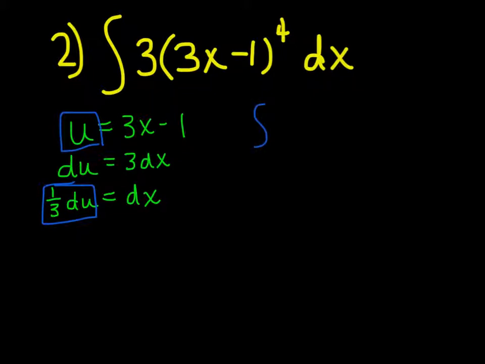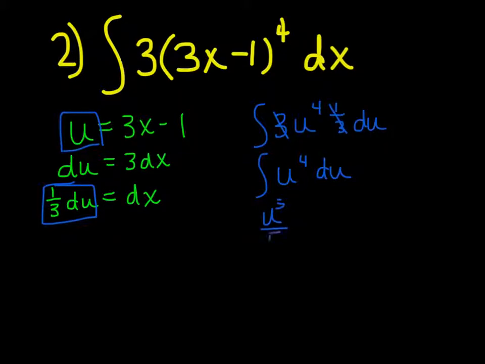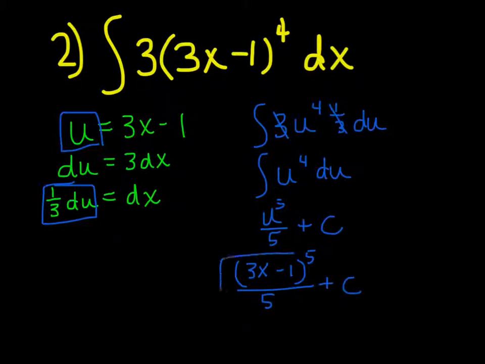It's going to be the integral of 3 u to the 4th, and then in place of the dx is 1/3 du. So let's simplify this. Obviously my 3 and my 1/3 are going to go away, so I just end up with u to the 4th du. Integrate that. We get u to the 5th divided by 5 plus c. Last step is just to replace the u back in terms of x. So I'm going to put (3x minus 1) to the 5th over 5 and then plus c. And that is my answer.